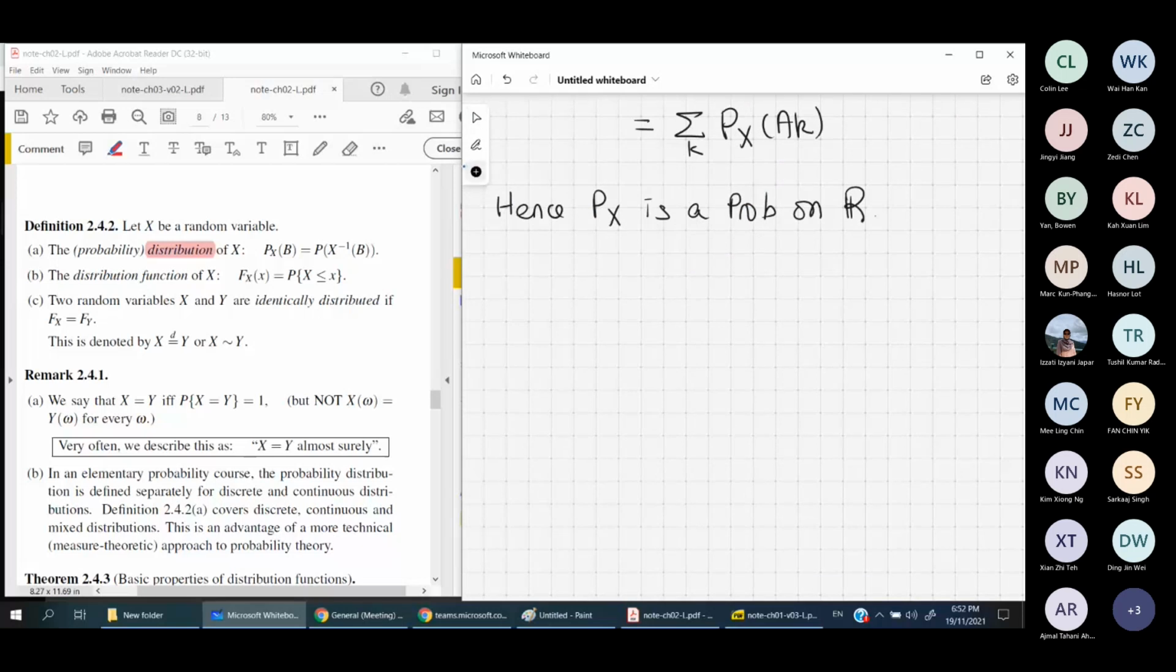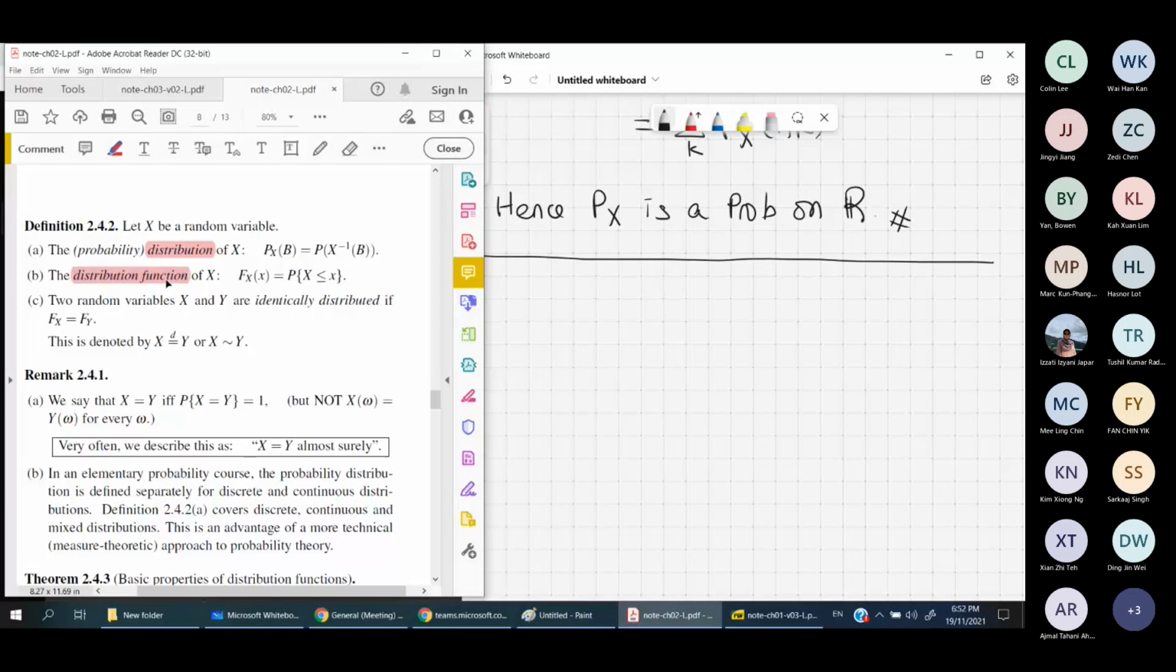Why do we want to have a distribution function? Maybe later on I'm going to discuss it. So that's the end of the proof. Next, we have something called the DF, the distribution function, of the capital X. I believe you have seen this before.